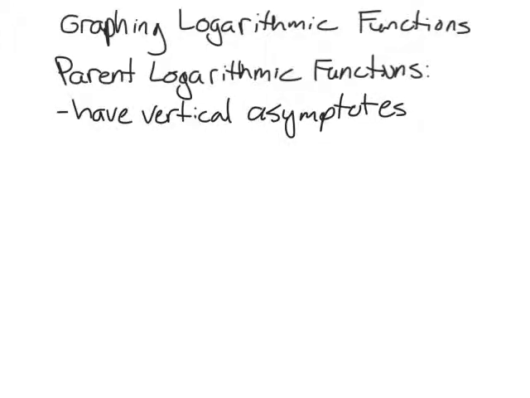So parent log functions, all of them have vertical asymptotes. And all log functions have vertical asymptotes. The parent would have one at x equals 0. And so that actually restricts the domain, because we have a vertical asymptote and not a horizontal asymptote.